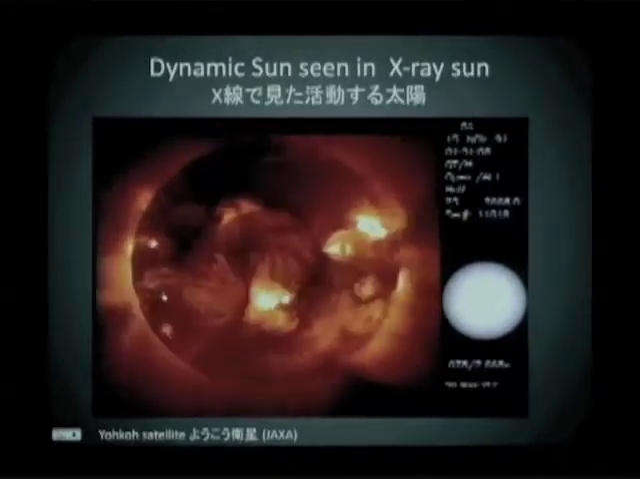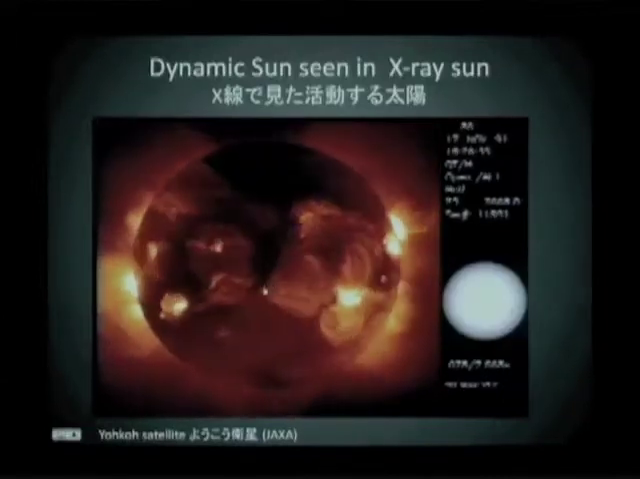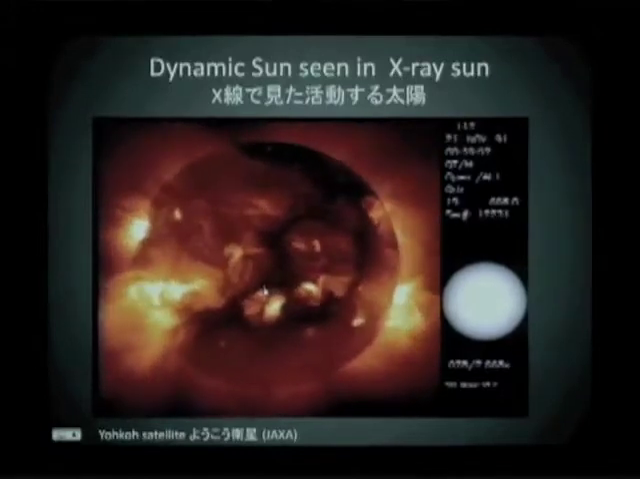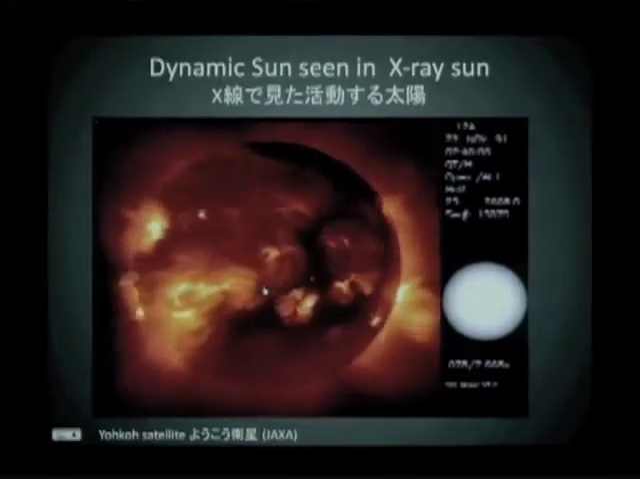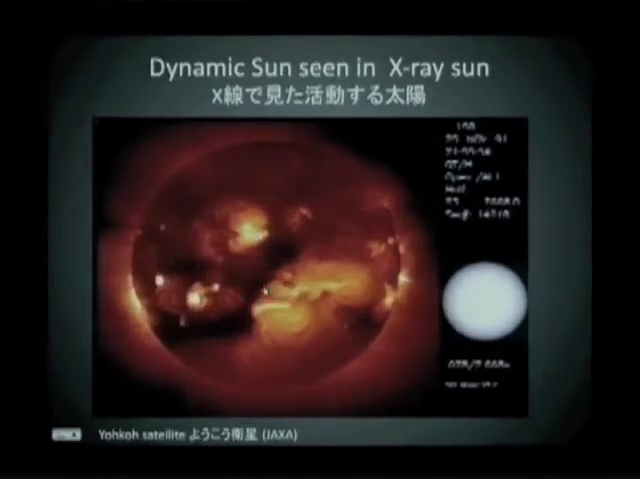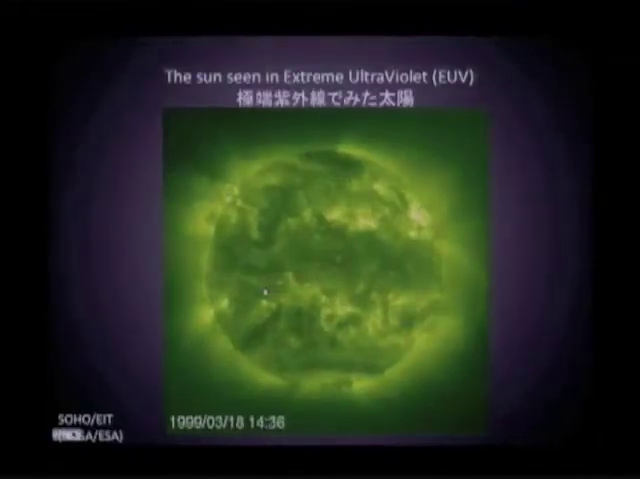With the X-ray, you can see a lot of flares as well as prominences. The red area shows the high energy field. As you can see, the sun is very active and very dynamic. This was confirmed with the observation by the Yohkoh satellite.